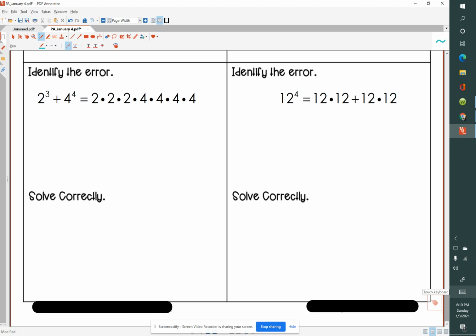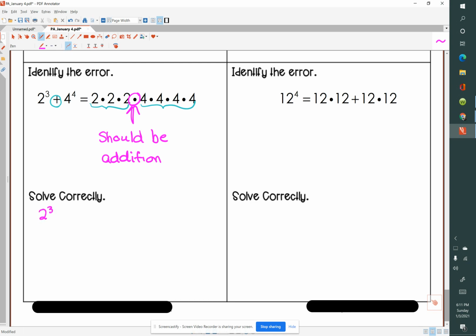So let's take a look at 2 to the third plus 4 to the fourth. 2 to the third is 2 times 2 times 2 plus 4 to the fourth, which is 4 times 4 times 4 times 4. That looks correct, but the problem I see is right here. This should be addition, okay? So let's do this correctly.